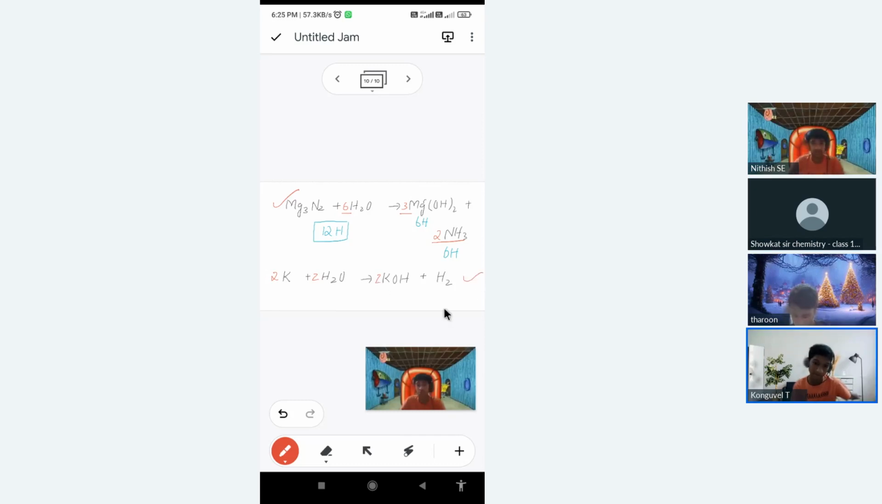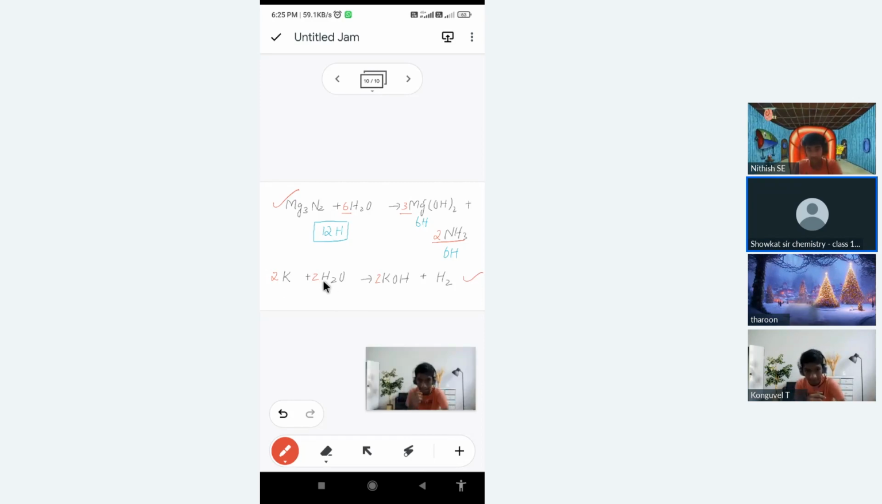Yes, that's correct, because we now have 2 potassium here and 2 potassium here. We have 2 twos are 4 hydrogen here, and here also 2 and 2, 4. And oxygen, we have 2 on the reactant side, and on the product side we also have 2, right? So I hope that now you can balance chemical equations, right?